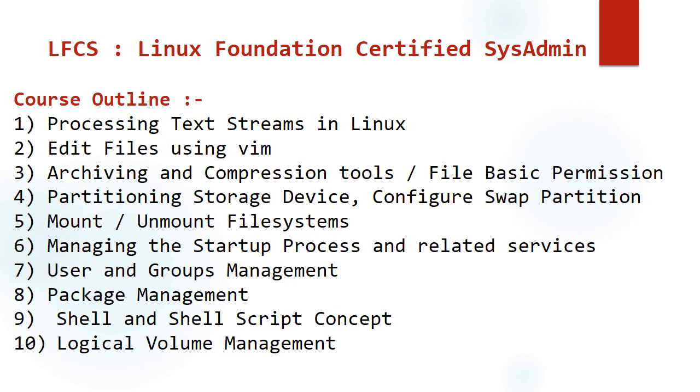And the third chapter is archiving and compression tools and some basic file permissions. Means in this chapter we will discuss all the compression tools and the tar command to make an archive, as well as some default permissions when we create files and directories. Some default permissions are set by default.